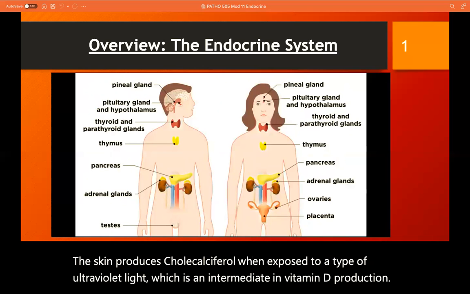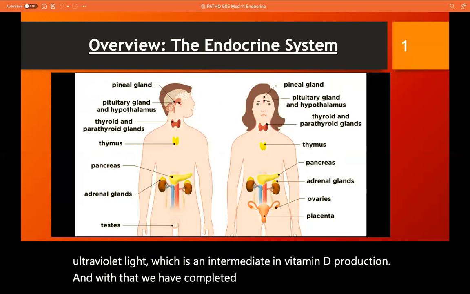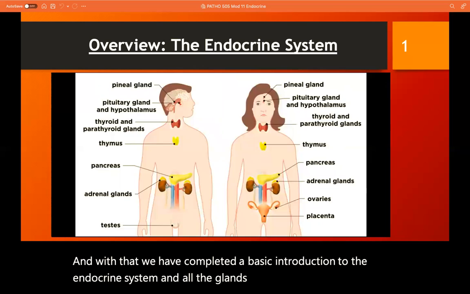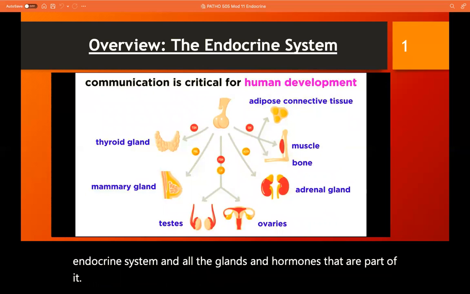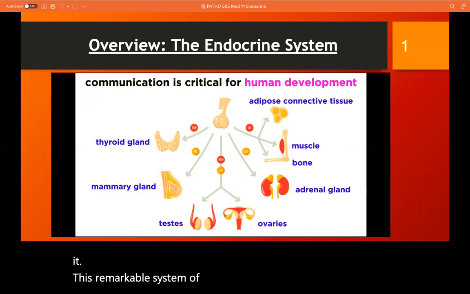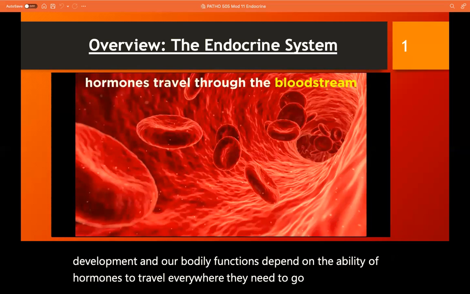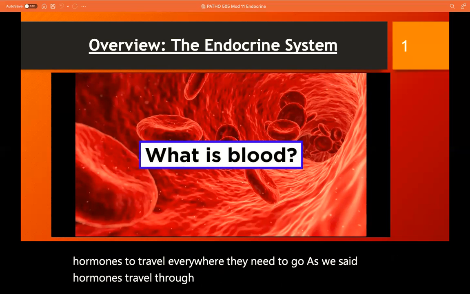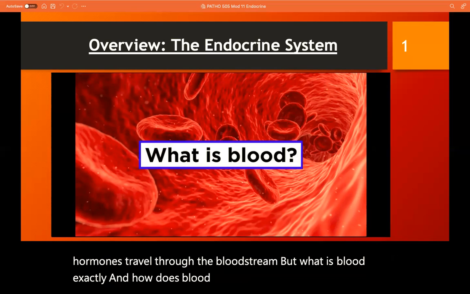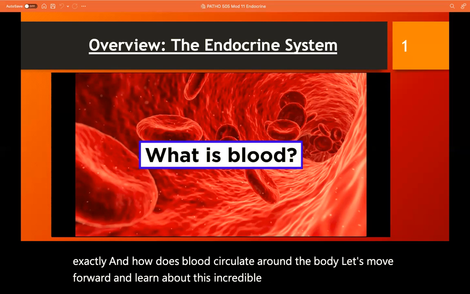And with that, we have completed a basic introduction to the endocrine system and all the glands and hormones that are part of it. This remarkable system of communication is critical for human development, and our bodily functions depend on the ability of hormones to travel everywhere they need to go. As we said, hormones travel through the bloodstream. But what is blood exactly, and how does blood circulate around the body? Let's move forward and learn about this incredible system next.